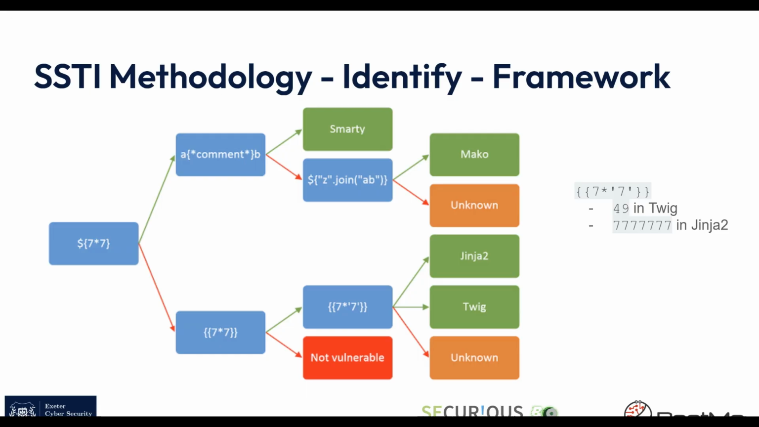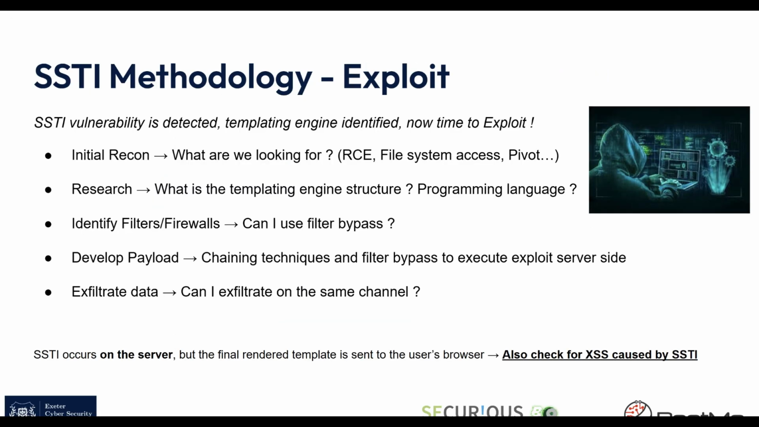Okay, we've detected, we've identified. Now, time to exploit. So, we start. What do we want? We'll do recon first, every time. What are we looking for? Are we looking for the RCE? Are we looking for a simple flag file? Are we looking for whole access? Maybe we want to pivot to another system, something else. This will drastically change the way you make your payload. So you need to know what your objective is. Then start doing your research.